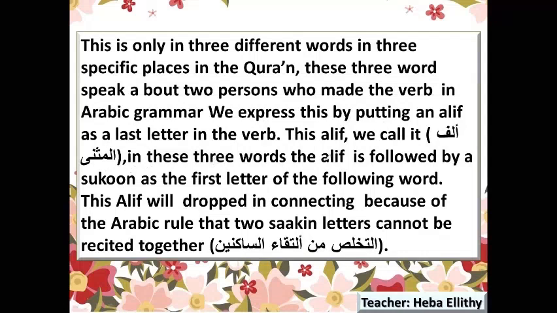In these three words, the alif is followed by a sukoon as the first letter. Which three words? The special placements for the Nabr in the Qur'an. In these three places, after this alif, the first letter of the next word is sakin. This alif will drop in connecting because of the Arabic rule that two sakin letters can't be recited together. We call it التخلص من التقاء الساكنين. We will explain this more inshallah.